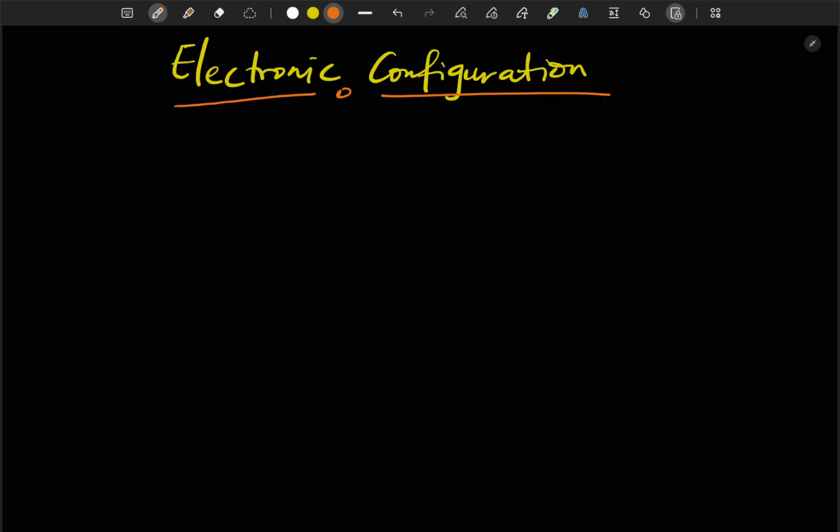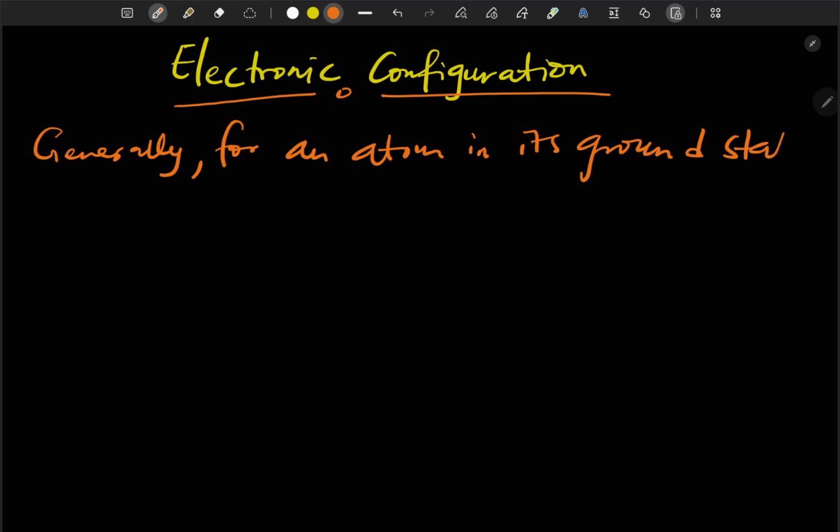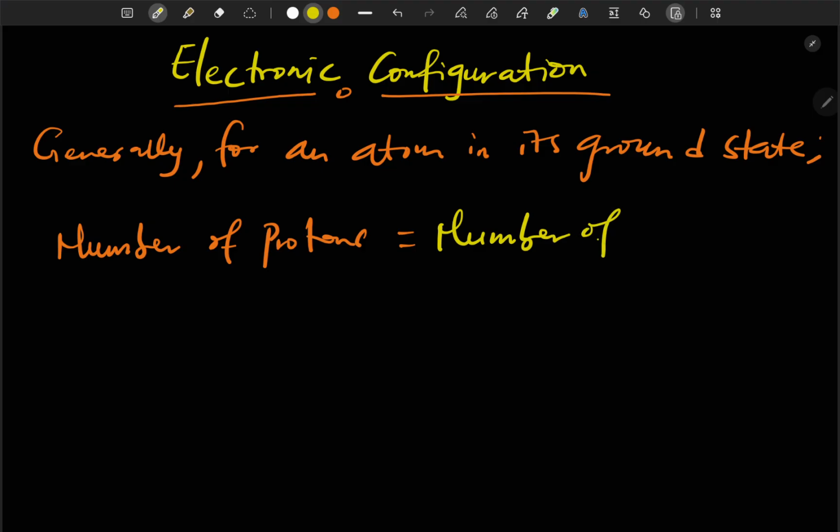So now let's talk about electronic configuration. Electronic configuration is just the arrangement of electrons around the shells of an atom. All right. Now, generally, for an atom in its ground state, which is the most stable state of an atom, the number of protons should be equal to the number of electrons in the atom.